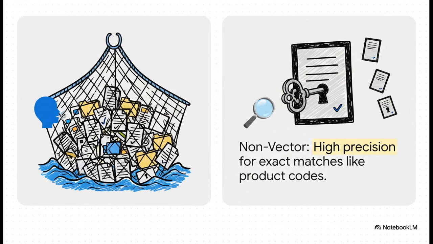Non-vector systems, on the other hand, are like a specific key for a specific lock. They give you amazing precision, finding that one exact product code or legal clause, but they might miss things that use slightly different words for the same idea.